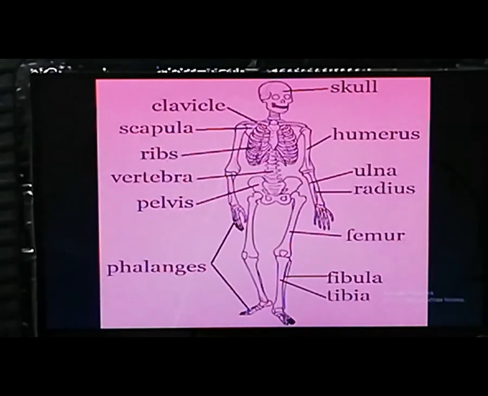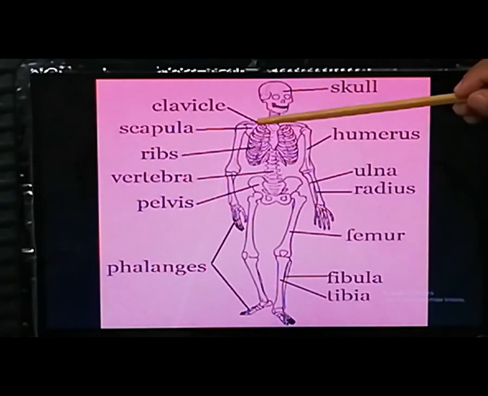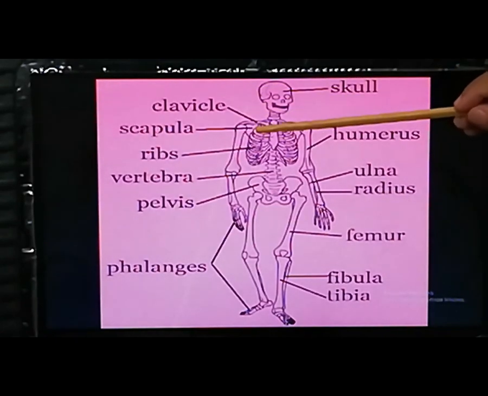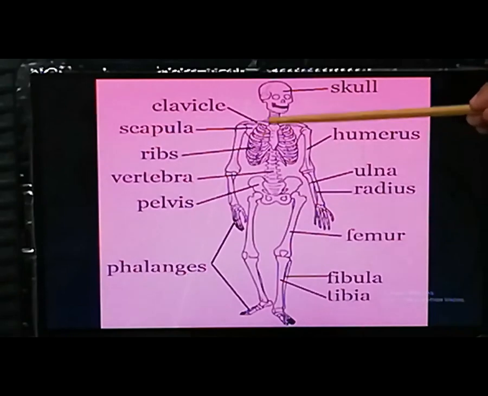Students, we will take a quick review of the human skeleton. This is the skull, upper arm bone, humerus, elbow joint, lower arm bones, ulna and radius. This is our collarbone, clavicle. This is the shoulder bone, scapula. These are ribs which form a rib cage.